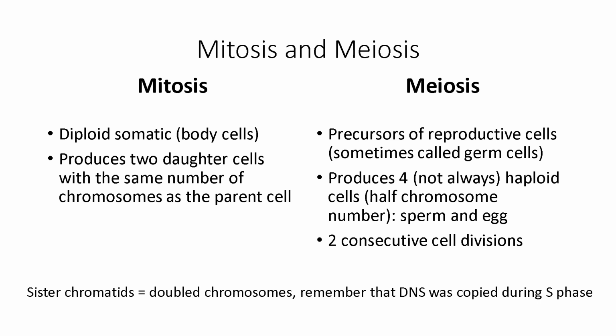Mitosis occurs in somatic cells and results in 2 daughter cells with the same diploid chromosome number as the parent. Meiosis, on the other hand, happens in the precursors of reproductive cells and involves 2 consecutive divisions, ultimately producing 4 haploid gametes. It ensures genetic diversity and reduces the chromosome number by half.